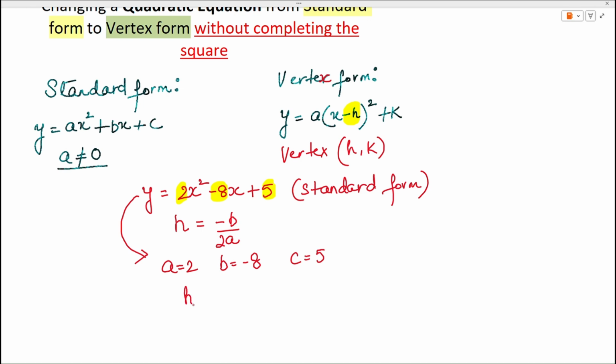Now to find the value of h, it is going to be negative of b, which is negative 8, divided by 2 times a, which is 2. So this should be equal to 8 over 4, and hence the h value is 2.